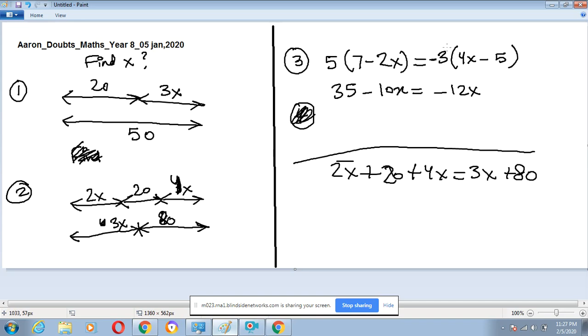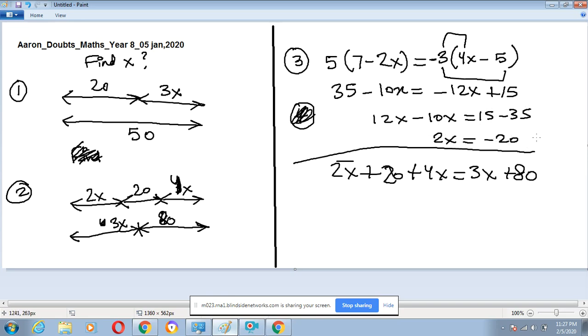It's minus 3. So minus 3 into 4 will be minus 12. Minus 3 into minus 5 will be plus 15. Now when I take it this side, it will become 12x minus 12. It will become plus 12x minus 10x, and 15 minus 35. So 2x equals to minus 20. So x equals to minus 10.